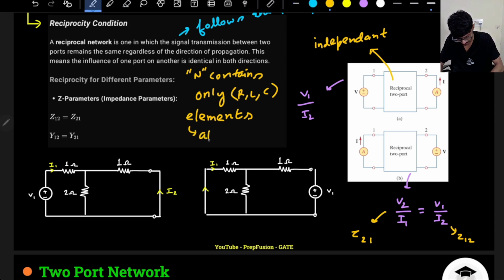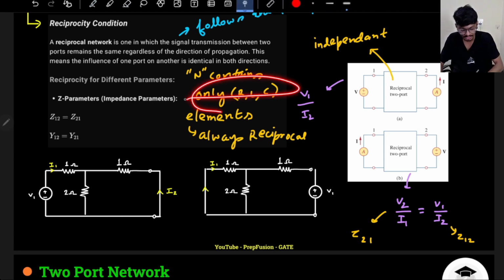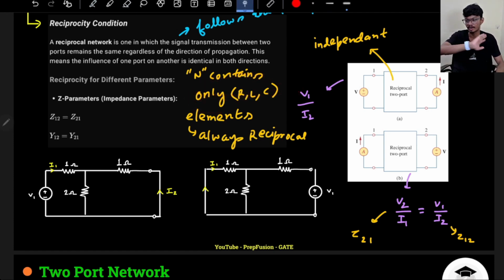It will always be reciprocal, no matter what. So this one you have to keep in mind: if the network contains only RLC, it will always be reciprocal. That is, your Z12 will always equal Z21, no matter what.